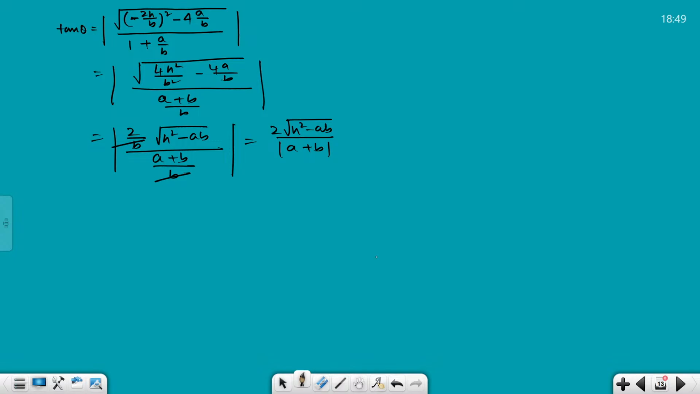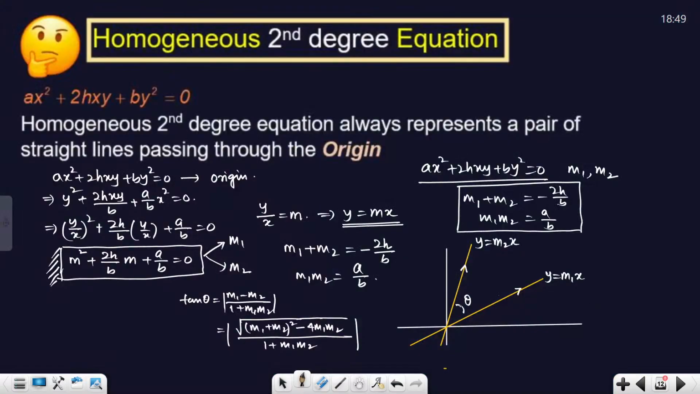So this is the angle between these two lines. What is the angle between these two lines? This tan theta is nothing but 2 root over h square minus ab divided by a plus b. That's it. So you have to remember this also. The angle between two lines is given by tan theta equals 2 root over h square minus ab divided by modulus of a plus b.